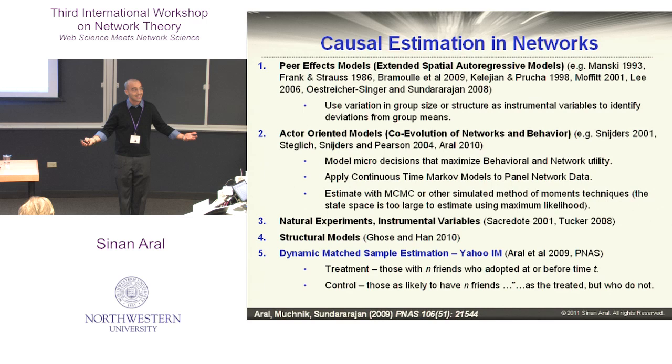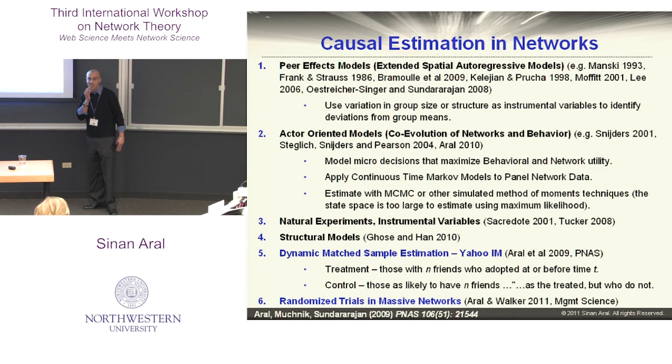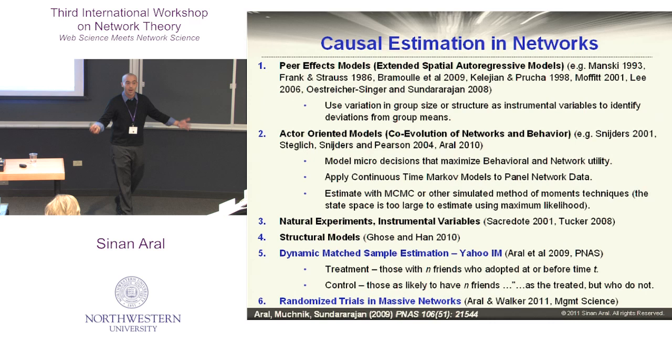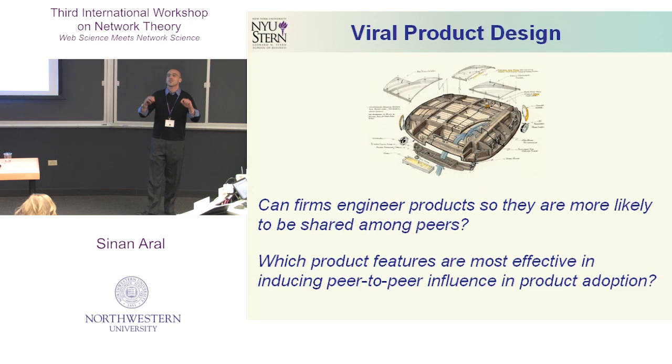Okay, so as Michael mentioned, one of the holy grails of this type of research is really doing massive randomized trials in networks. We have a paper that's now conditionally accepted at Management Science that describes one randomized experiment, and that's what I want to tell you about today. This paper looks at viral product design.